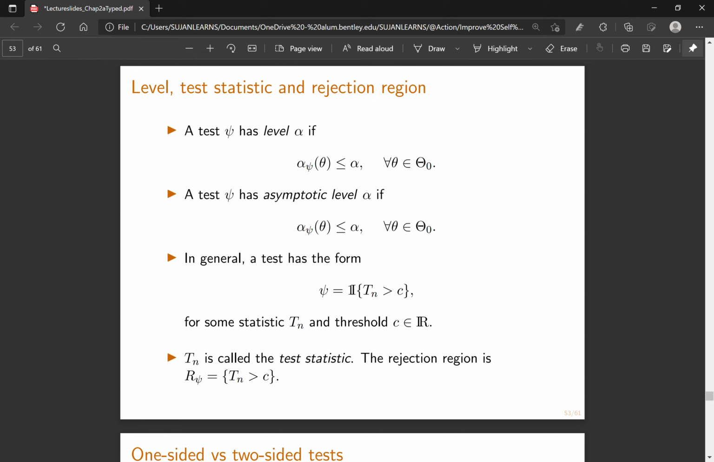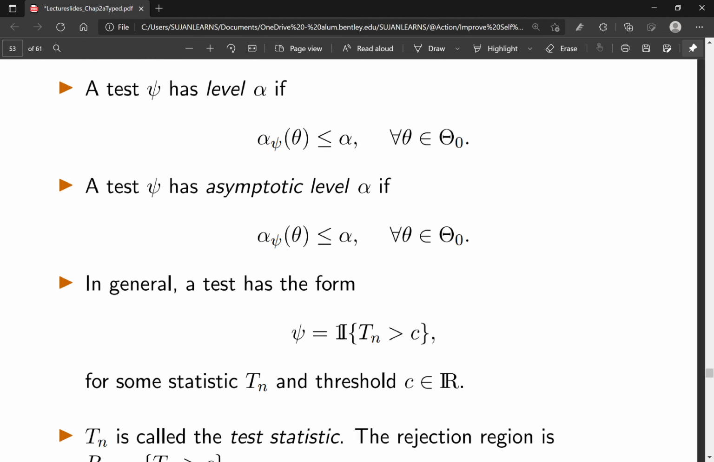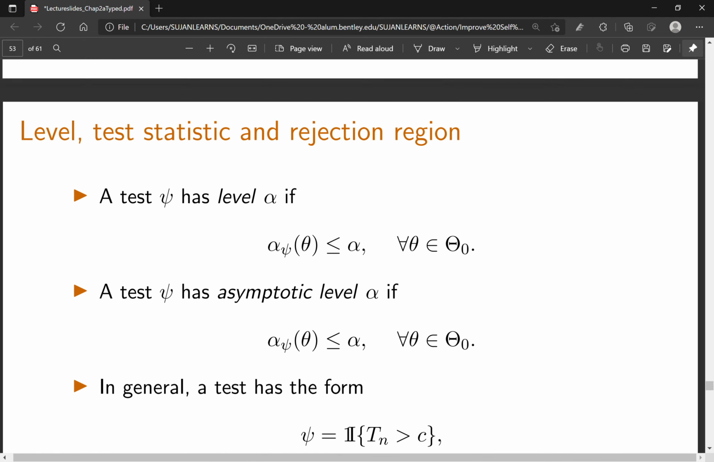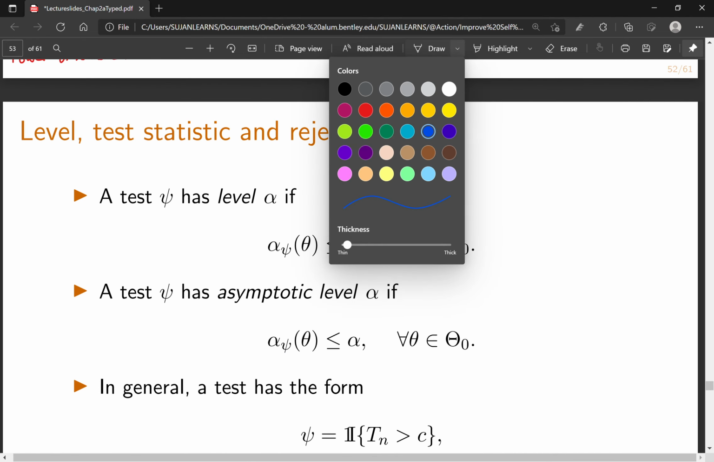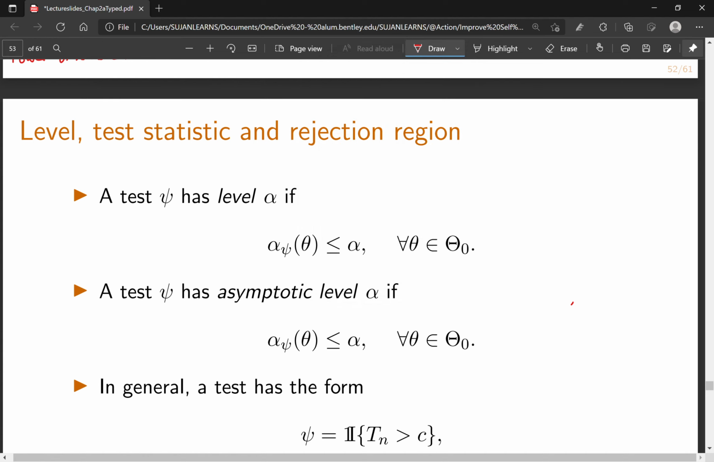Let me draw a graph, such that we can see what we are talking about. It will be much clearer if I draw a graph. That's why I'm drawing a graph here.